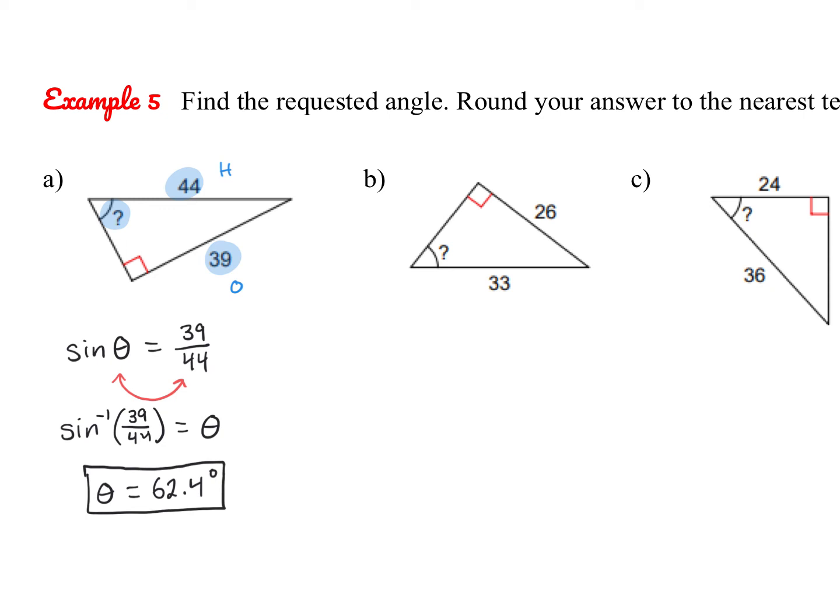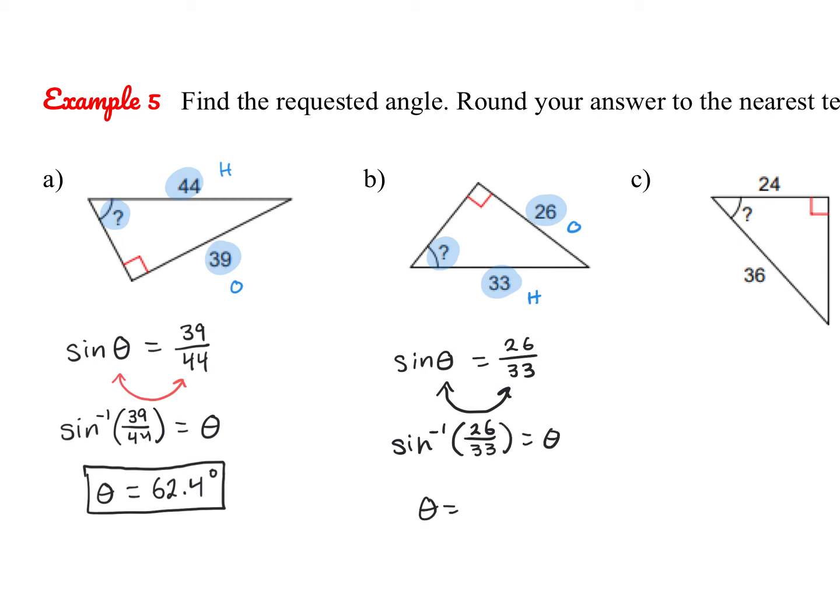So here, again, I'm working with this angle, and I have these two sides. So in reference to the angle, this is opposite, and this is our hypotenuse. So again, we can use sine. So we can say the sine of theta equals 26 over 33. But once I'm stuck, right, I need to find the angle. We swap the input and output, and then we can use the inverse function. So arcsine of 26 over 33 equals theta, and then this we can plug into our calculator.